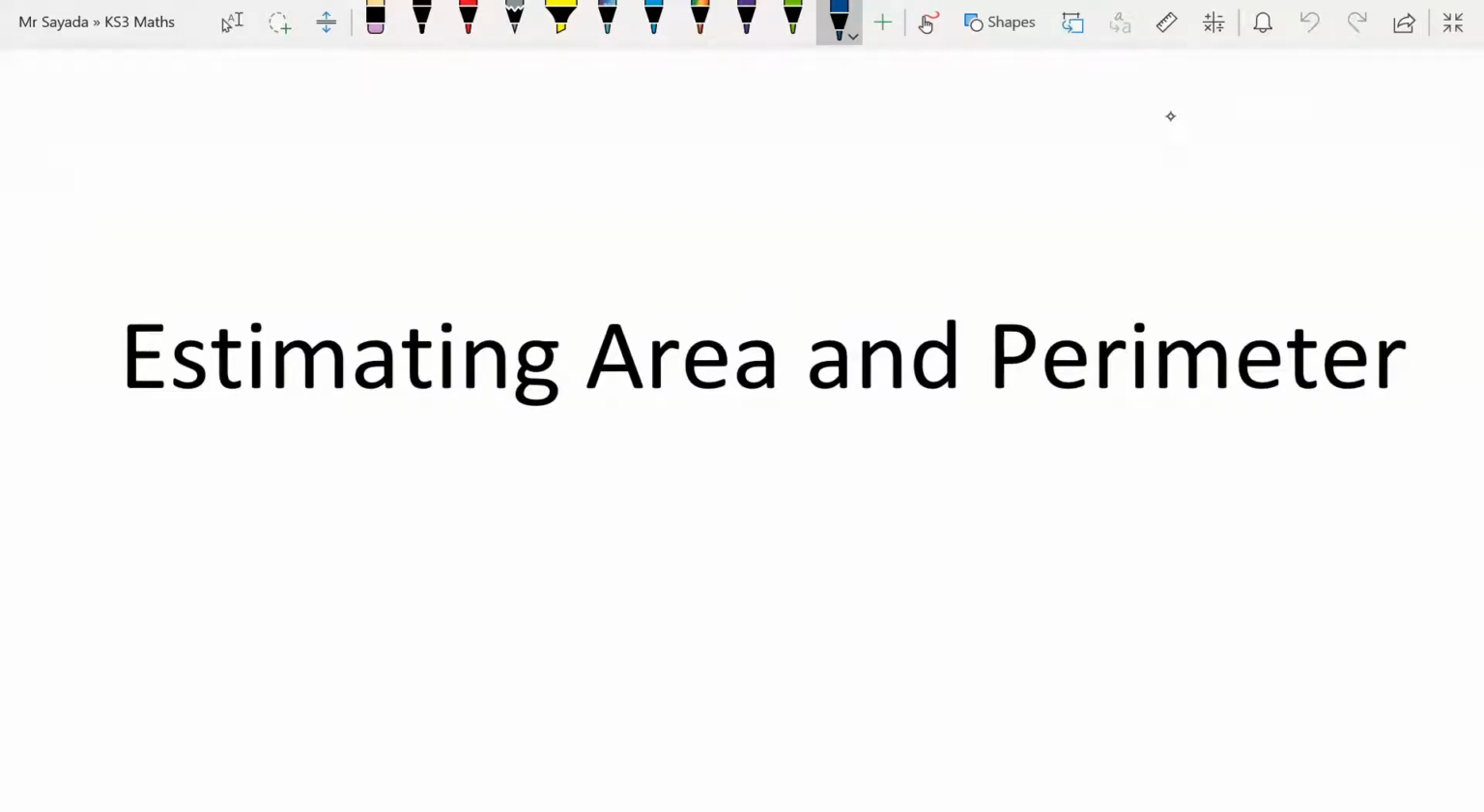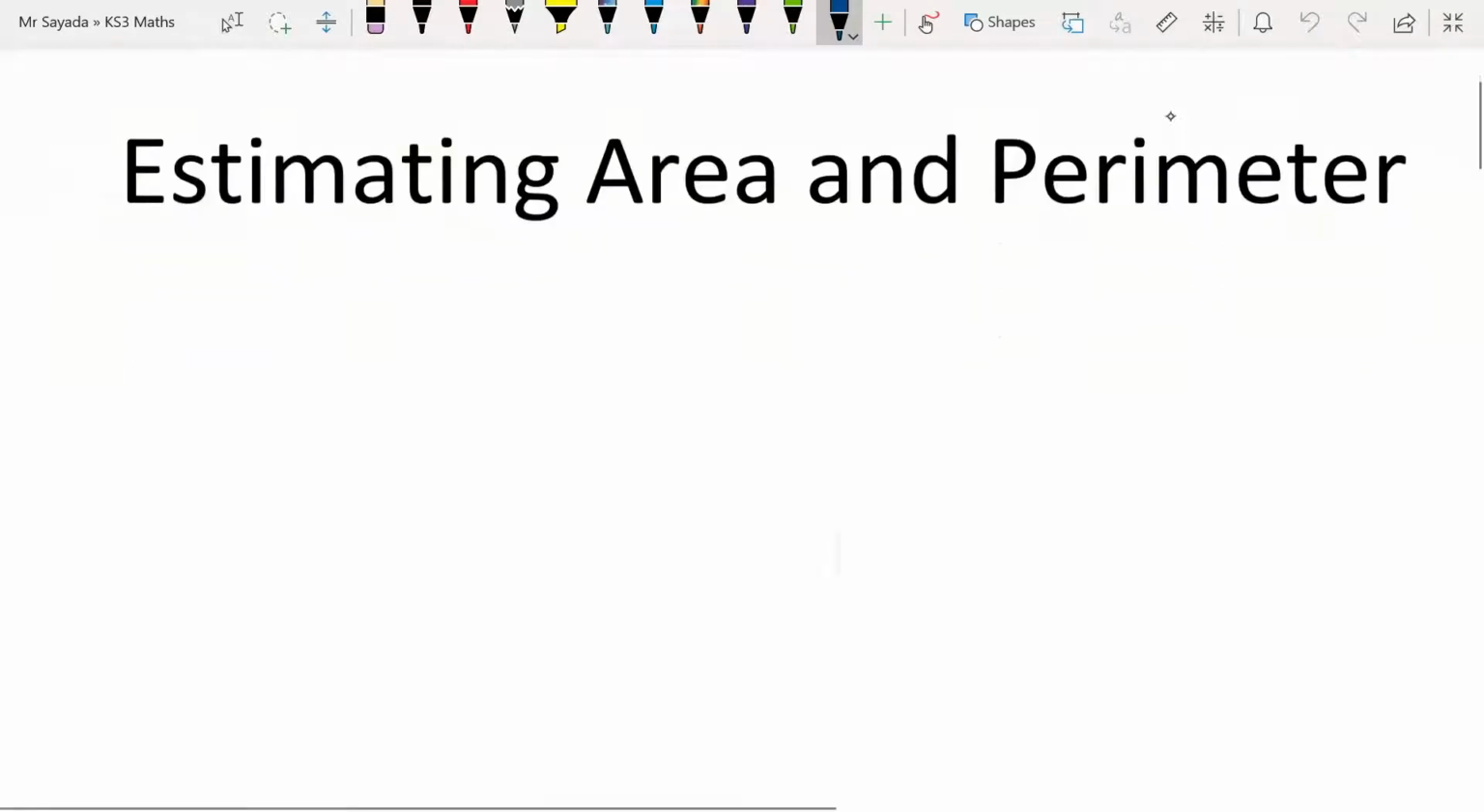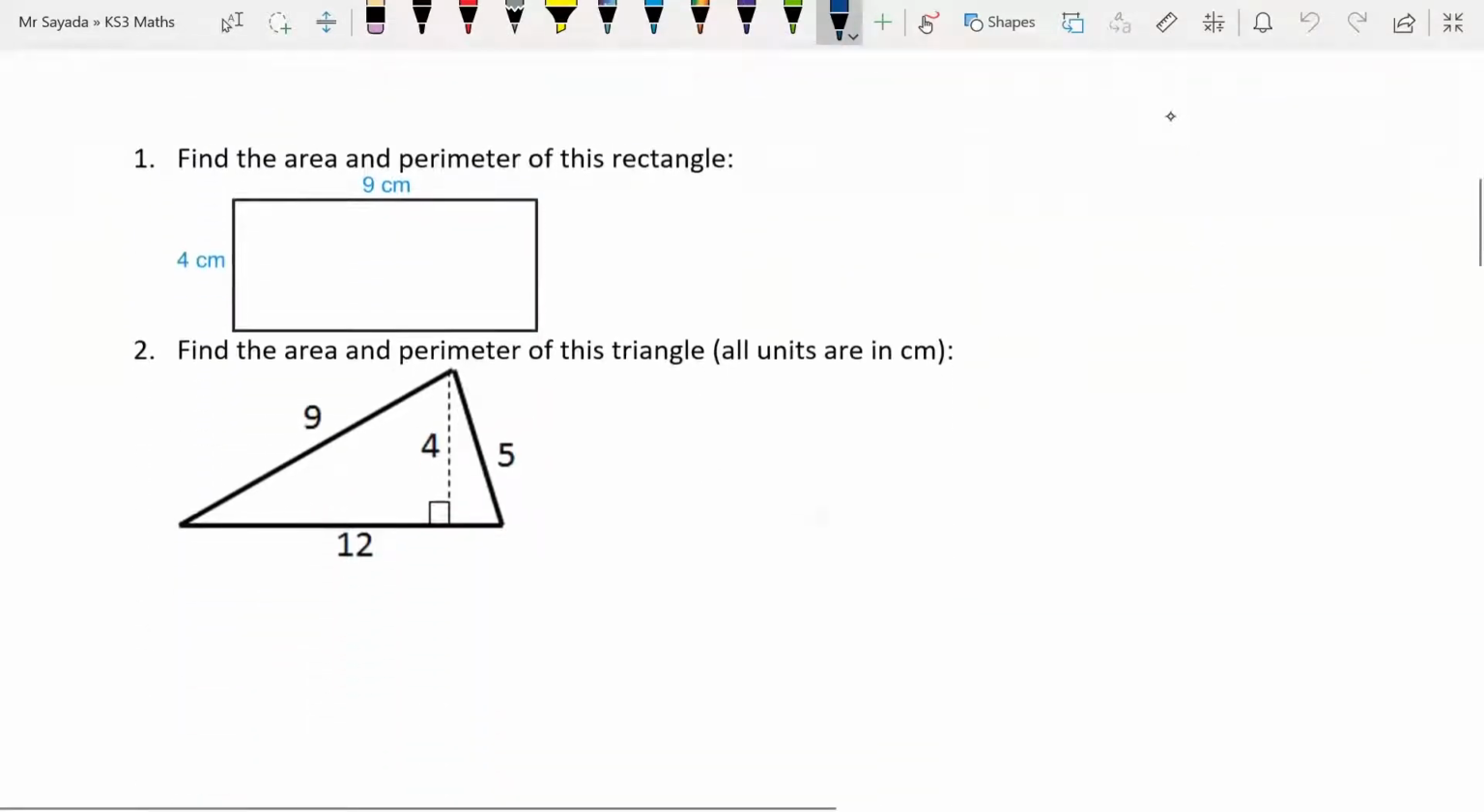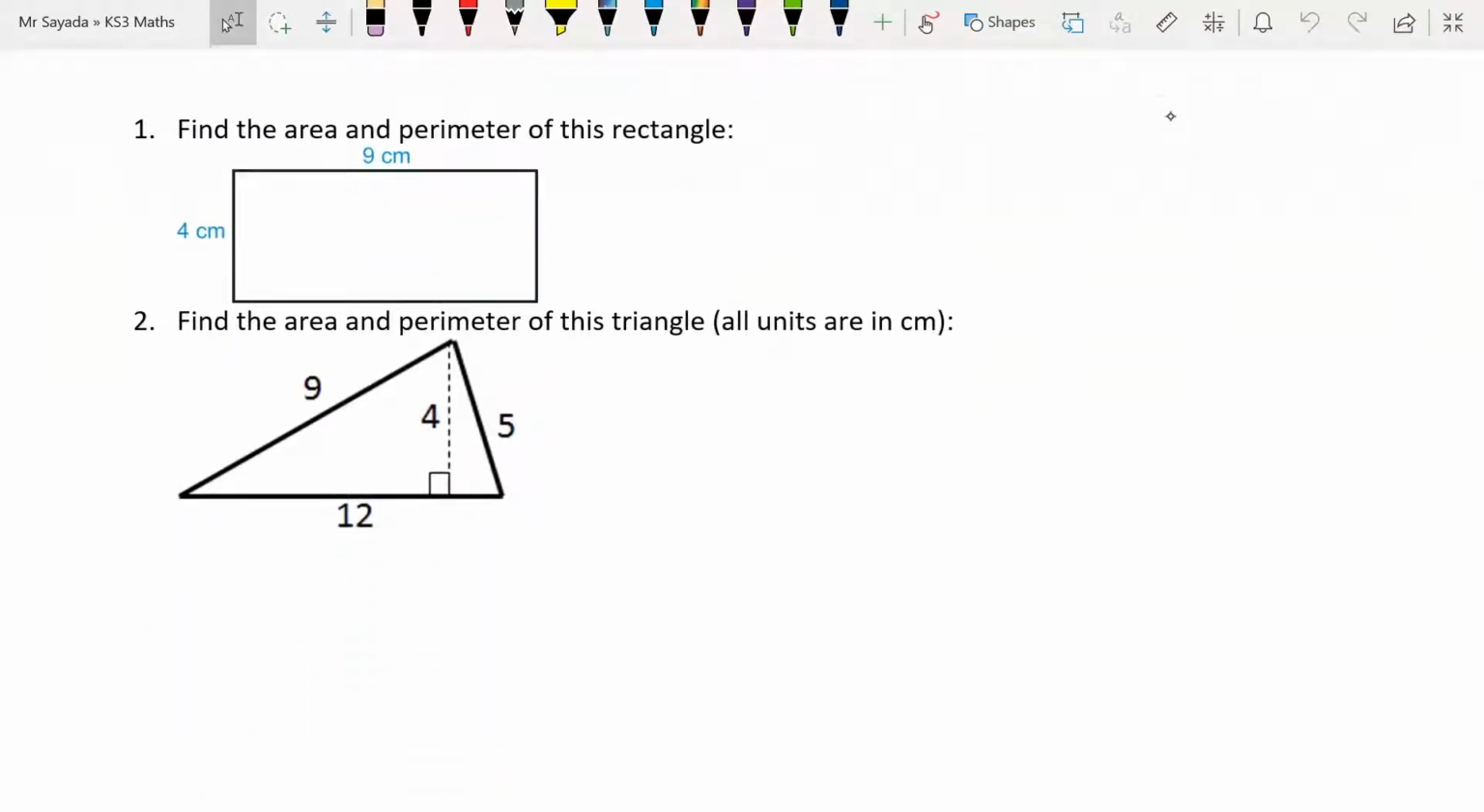In this video, we're going to estimate the area and perimeter of rectangles and triangles by rounding each number to the nearest integer. Please do these two questions, pause the video while you do them, press play once you're ready. You should have now done these two questions. Let's go through them together.